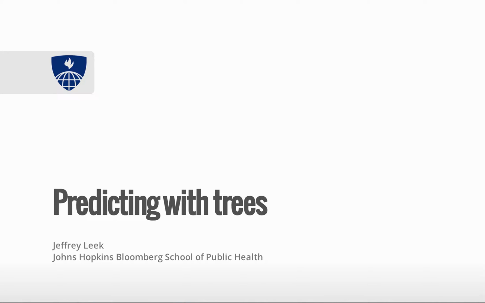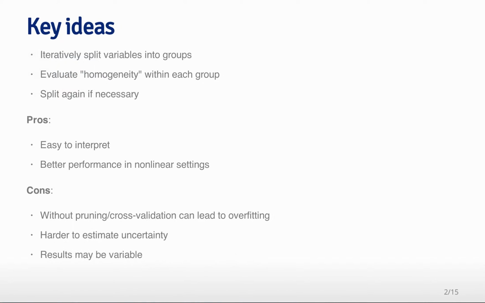This lecture is about predicting with trees. The basic idea is that if you have a bunch of variables that you want to use to predict an outcome, you can take each of those variables and use it to split the outcome into different groups. As you split the outcomes into different groups, you can evaluate the homogeneity of the outcome within each group and continue to split again if necessary until you get outcomes that are separated into groups that are homogeneous enough, or that they're small enough that you need to stop.